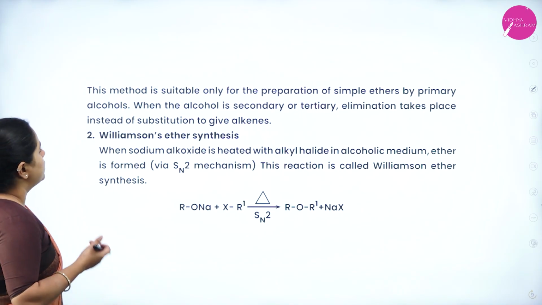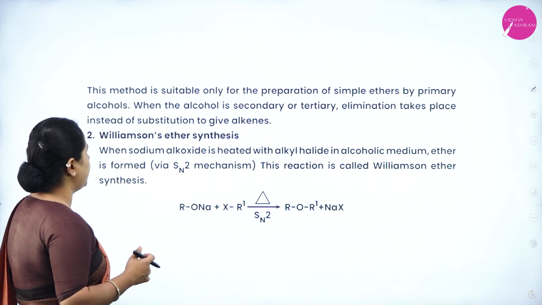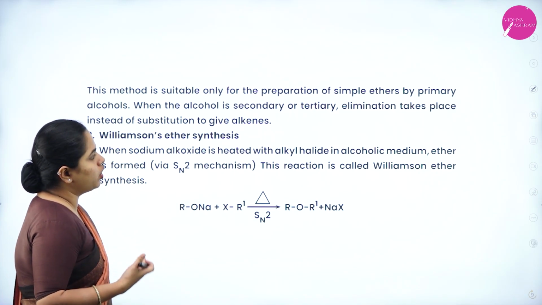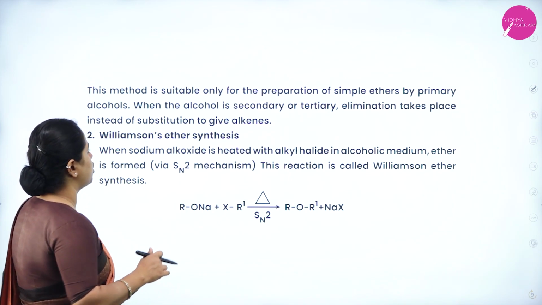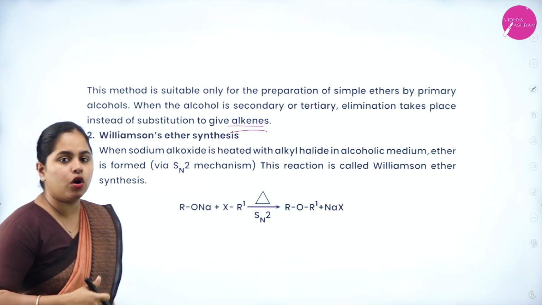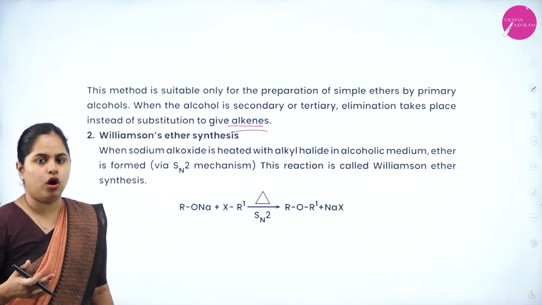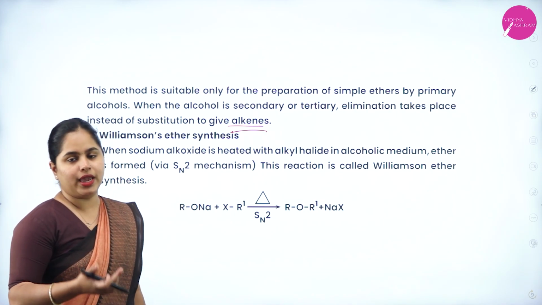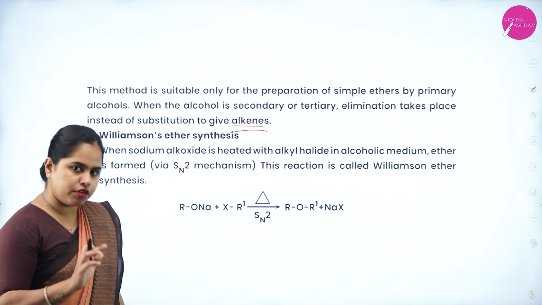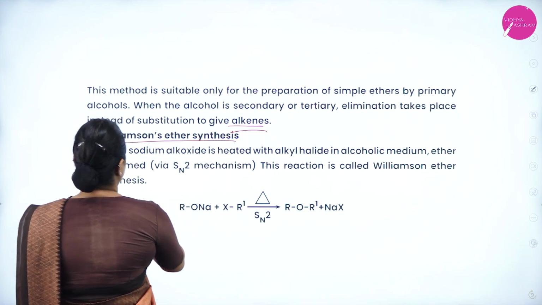Clear? Now, this method is suitable only for the preparation of simple ethers by primary alcohols. When alcohol is secondary or tertiary, elimination takes place instead of substitution to give alkenes. Okay, so dehydration of alcohols, if you are doing for a secondary or tertiary alcohol, you are going to get alkenes. Okay, elimination will take place instead of substitution. Okay, now the next method is Williamson's ether synthesis. Williamson's synthesis, which is very important.